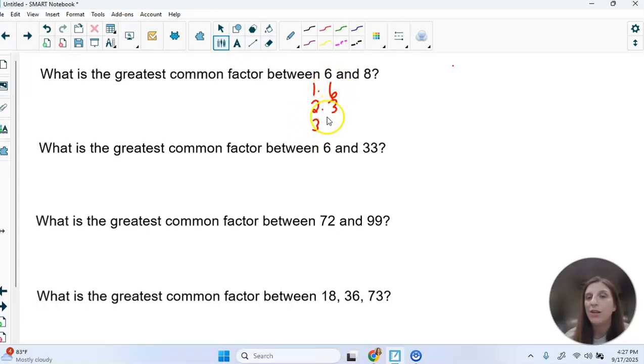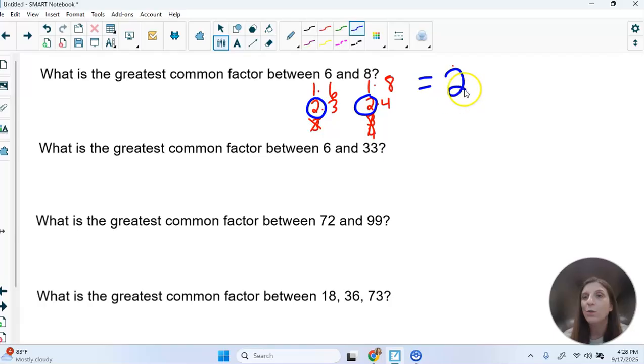And then when you get to 3, oh, you already have 3, so you'd be done. Then you'd make your factor list for 8. 3 doesn't work. 4 we've already got, so now we're done. Once you have those two factor lists, you would ask yourself, well, what is the biggest number they have in common? They both have a 1, but that's not the biggest. The biggest that they have in common is a 2, so your greatest common factor would be a 2.